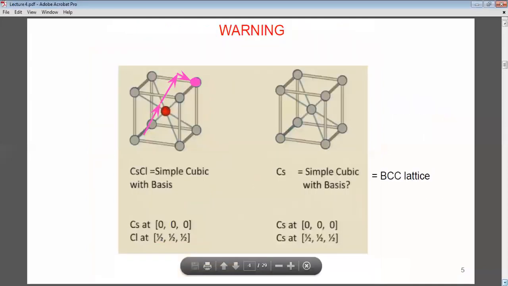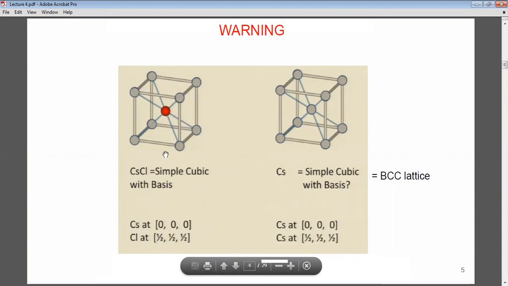Okay, warning. Do not make the mistake of saying that the cesium chloride structure is a BCC lattice. The rule of a lattice is that every lattice point should look identical. There is a point in the body of the cube. This is true, but it is not identical to the other points. So it is not a BCC lattice.